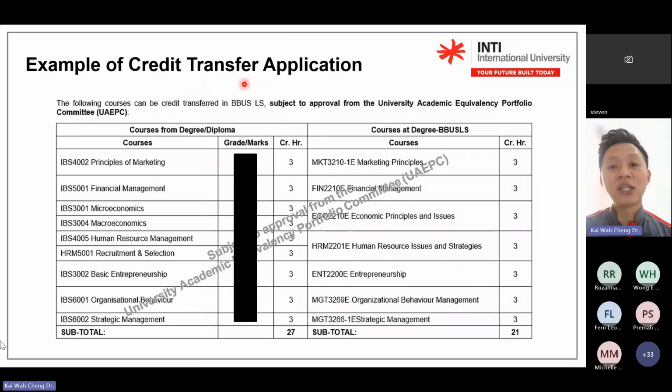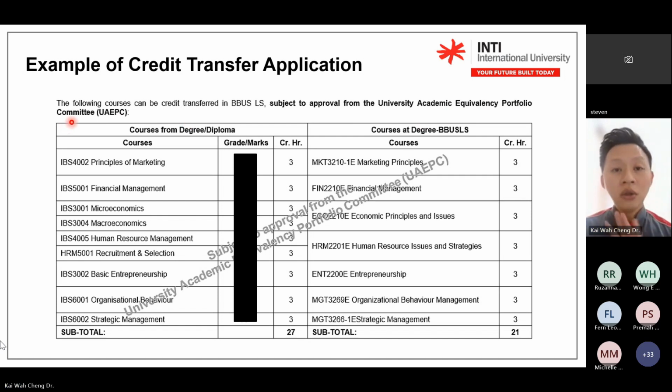And this is an example of a credit transfer application table. I believe some of you have already seen this table in your email, but you need to be aware of the clause here: the following courses can be credit transferred in BBAS LS, subject to approval from the University Academic Equivalency Portfolio Committee, or UAEPC. After you read this sentence, I hope you're aware that the authority who gives you the approval is UAEPC, the University Academic Equivalency Portfolio Committee.